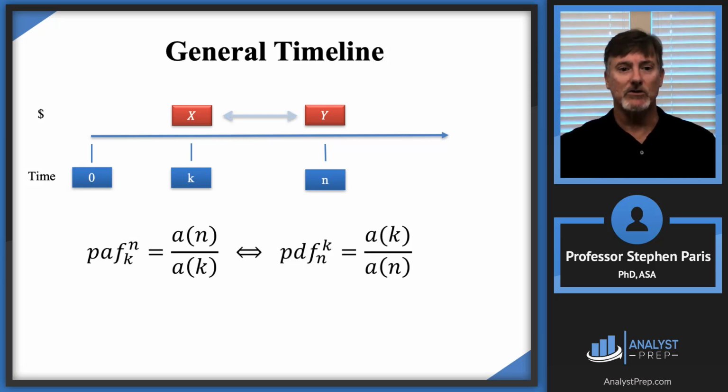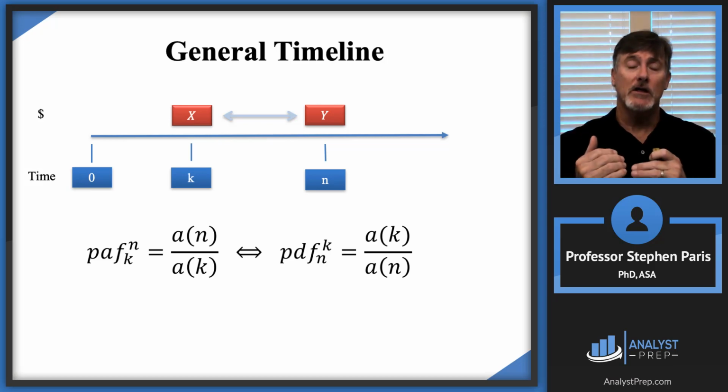And so the final slide here is just both of these facts on one slide. The periodic accumulation factor from time k to time n and the periodic discount factor from time n to time k are both equal to a ratio of the accumulation functions. In the denominator, it's the a of wherever the from time value is, and in the numerator is the a of wherever the to time value is.